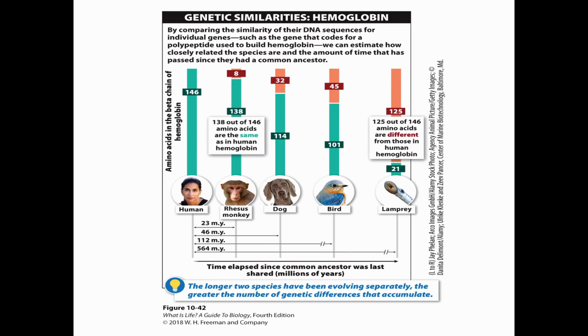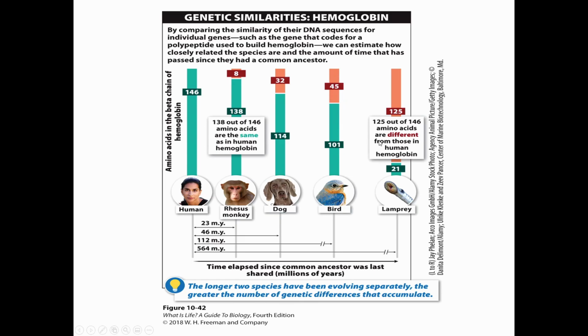When we look at one human compared to the next, they're all the same. All 146 amino acids making up the hemoglobin chain are the same. When we look at a rhesus monkey, which on this list is our closest relative, not our actual fully closest relative, but the closest one on the table here, we see that 138 of those amino acids are the same and 8 of them are different. We look at the dog, we now have 114 that are the same, 32 that are different. The bird, 101 are the same, 45 are different.